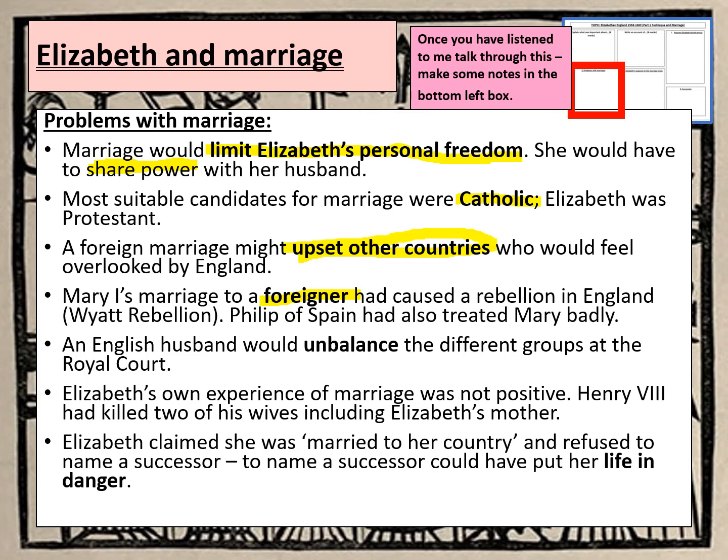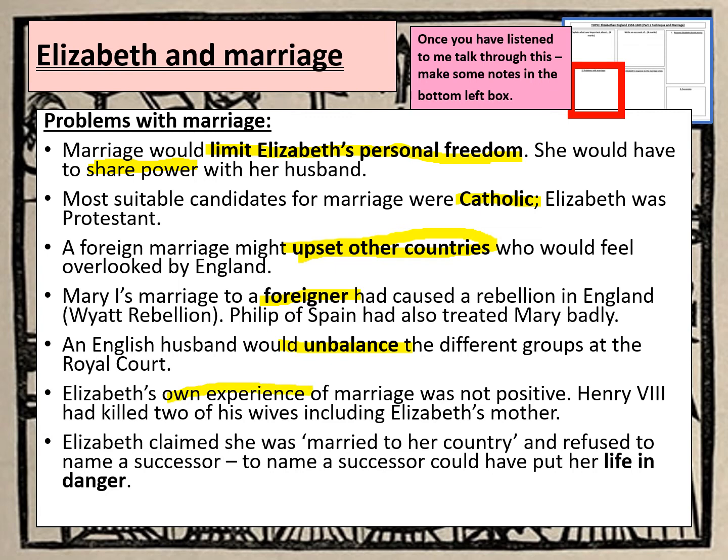However, another reason why Elizabeth struggled with marriage was, it would be good to marry an English husband, but that might unbalance the different groups at the royal court. Remember that Elizabeth used patronage, and she kept playing off the powerful families against one another. If she chose one of them, maybe some of the other families wouldn't be quite as loyal to her.